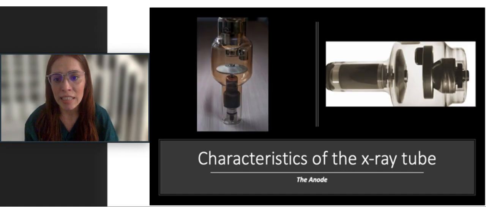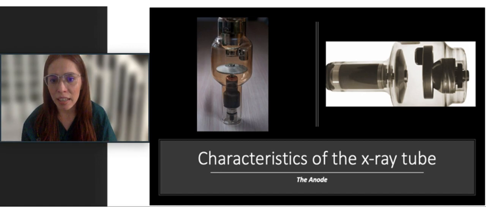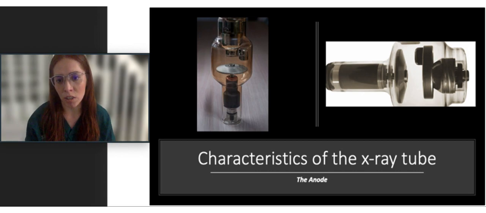The anode. The anode is a positively charged electrode that consists of the tungsten target, copper block, and coolant. The anode receives the electrons emitted by the cathode and dissipates the heat created during the process. Also, depending on the kV kilovolt rating, the velocity at which the electrons are accelerated will vary. An increase in kV means an increase in acceleration of the electrons from the cathode to the anode.